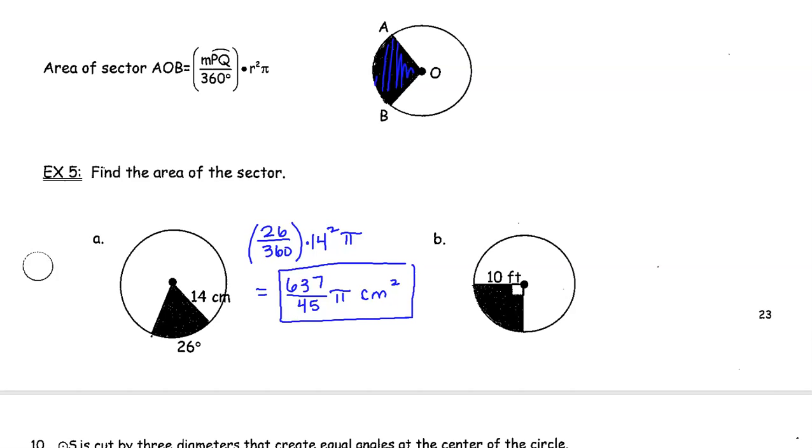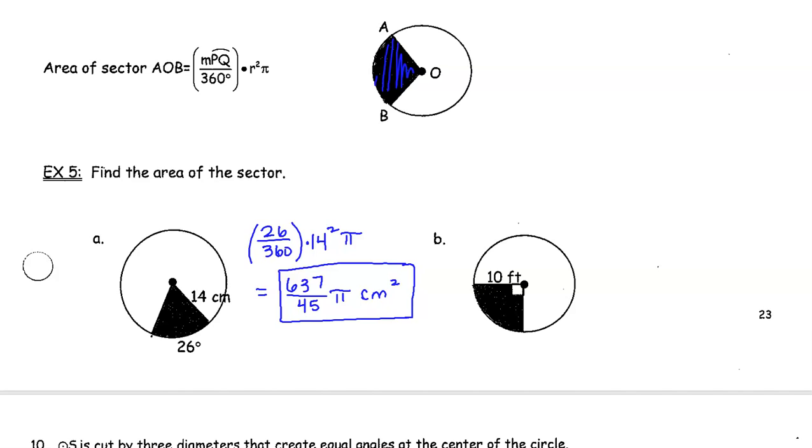Now, leave your answers exact unless it tells you to round. Okay, because if we're not told how to round, well, then we could all round differently. So leave it exact if you're not told how to round. So just leave it as an improper fraction.